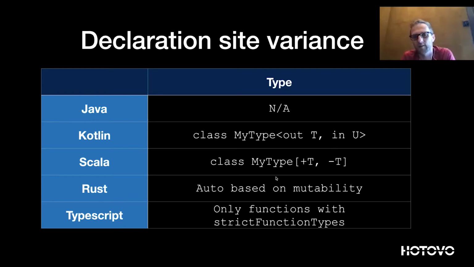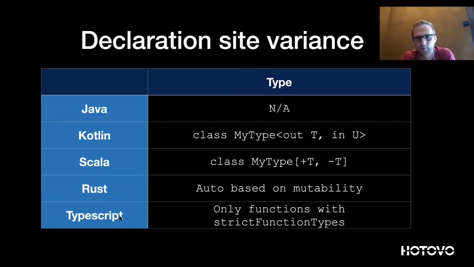In Rust, this is automatic based on mutability. Again, Rust has by default immutable references, but when they are marked as mutable, it has an effect on the variance. So if a field is mutable, then it can't be covariant. If it's immutable, it might be covariant.